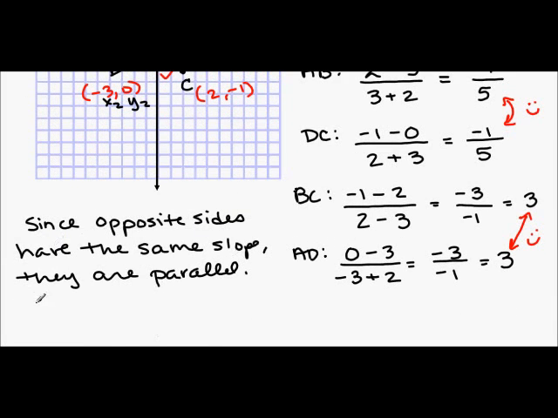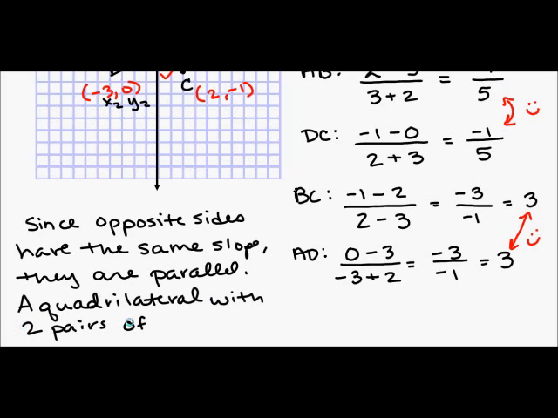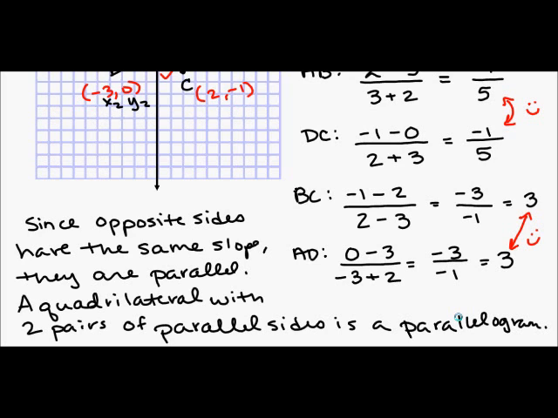And then you could say a quadrilateral with two pairs of parallel sides is a parallelogram. And this is what I would conclude here.